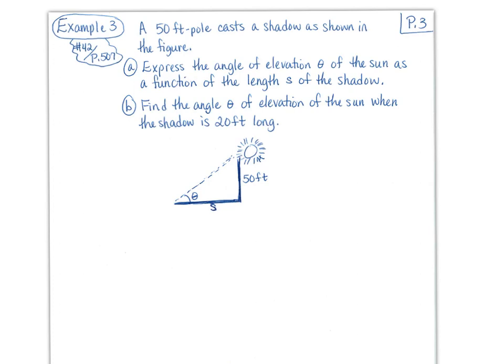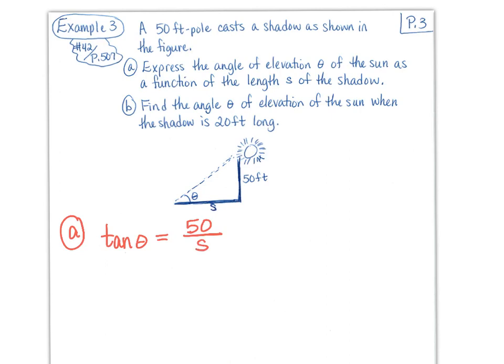What comes to mind? Tangent. Very good. Tangent. So what would you write for part A? Tangent of theta equals 50 over 20. You got it. Very good. Tangent of theta equals 50. No, equals what? 50 over what? Oh, 50. It's not 50 over 20? Not for part A. Oh, 50 over S. Yes, it would be 50 over S. Very good. 50 over S.